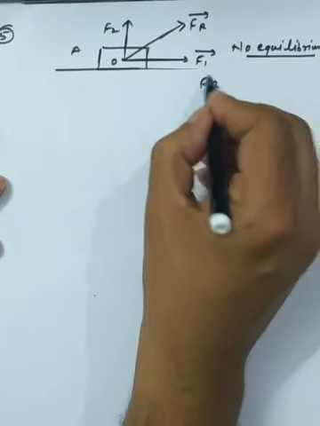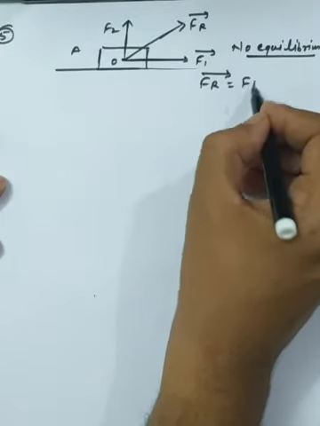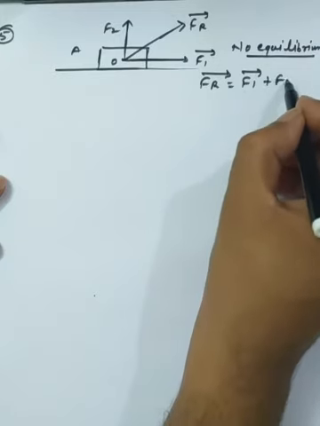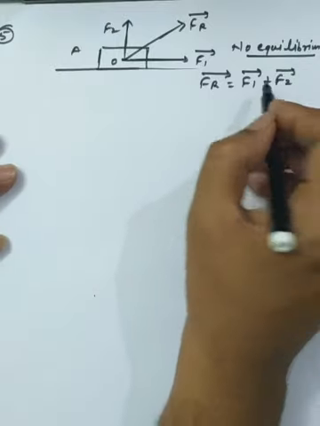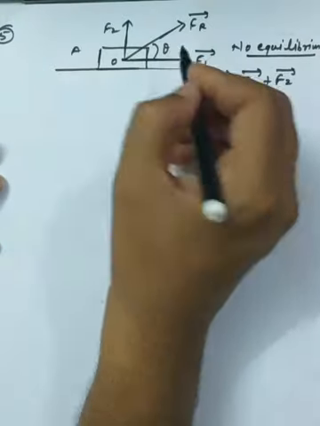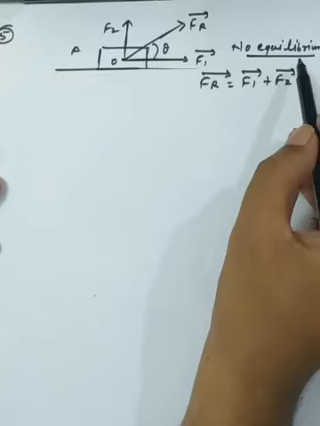The condition of no equilibrium, as we are saying that the resultant force F is the sum of the two forces, F1 plus F2, and under the action of F1 and F2 the object will move in a certain direction at an angle theta with the horizontal. So this is the condition of no equilibrium we have.